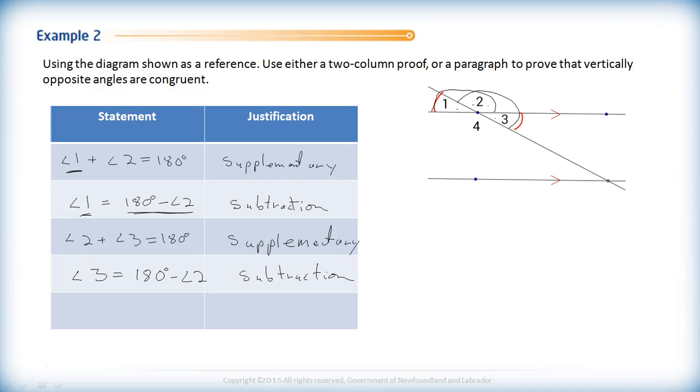Now the last thing we want to do is show that these two are the same. Since they're both equal to the same thing, angle 1 and angle 3 must be equal to each other. And that's called the transitive property, or transitivity of equality. Transitivity. Okay? And that's it. We've proven it. Quod erat demonstrandum: that which was to be shown has been shown.